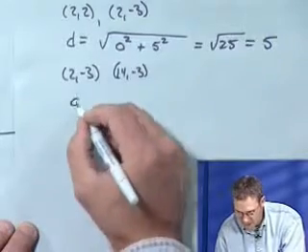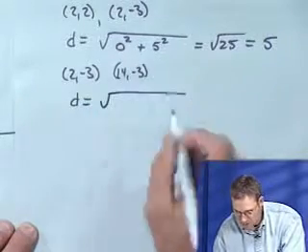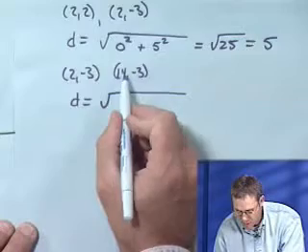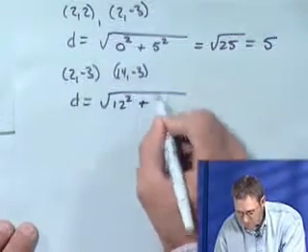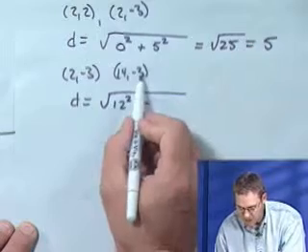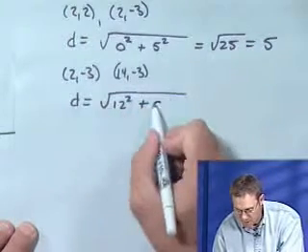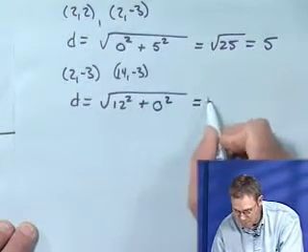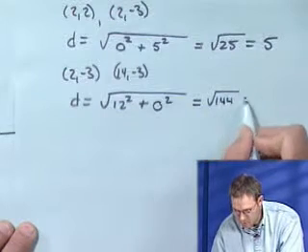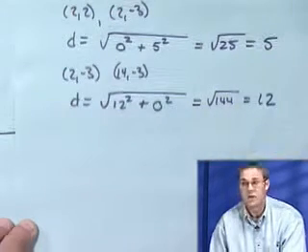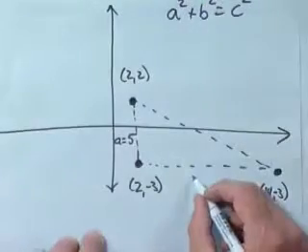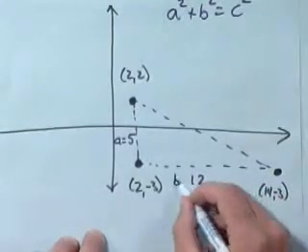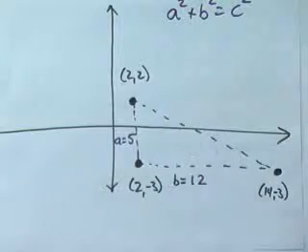We'll do the same thing with these 2 points, 2, -3, and 14, -3. So the distance equals the difference in the x's, 14 minus 2 is 12, and the difference in the y's, -3 minus a -3 is 0. And we get 12 for that distance. So there's B. Now all we have to do is find C.